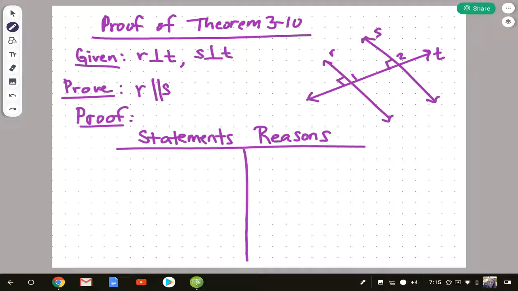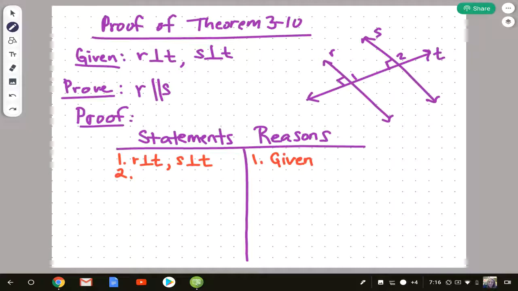So the first thing that I would write in this statement if I was doing a two-column proof would be my given information. So I would say R is perpendicular to T. I keep wanting to say parallel. And S is perpendicular to T. And my reason for that would just be given. Now we could also do a paragraph proof or a flowchart proof. But the most often we're going to be doing these two-column proofs, so I'm just going to do it that way.